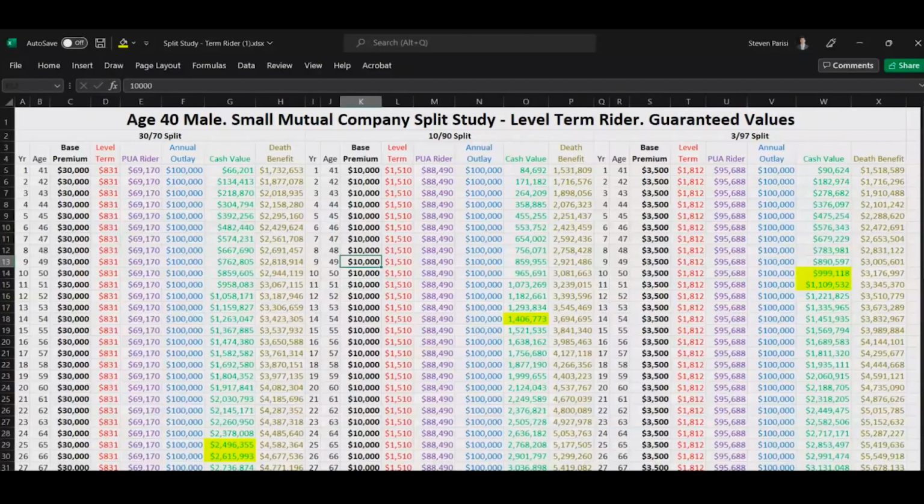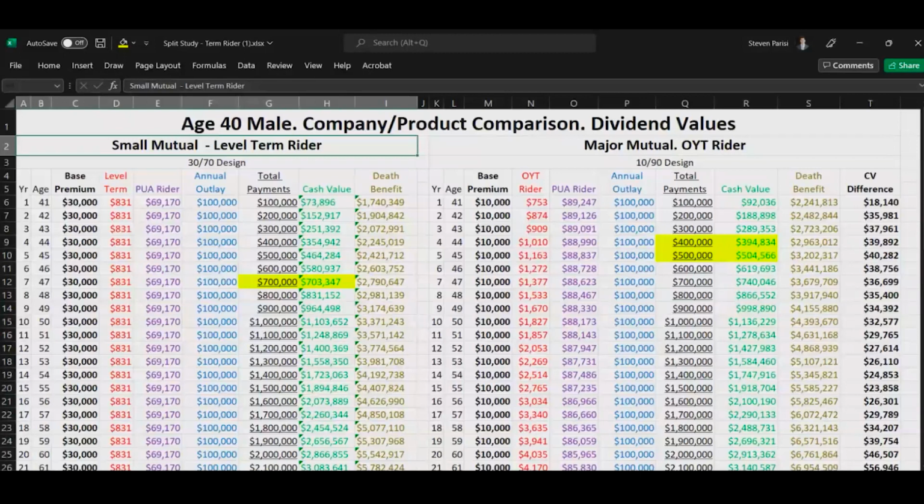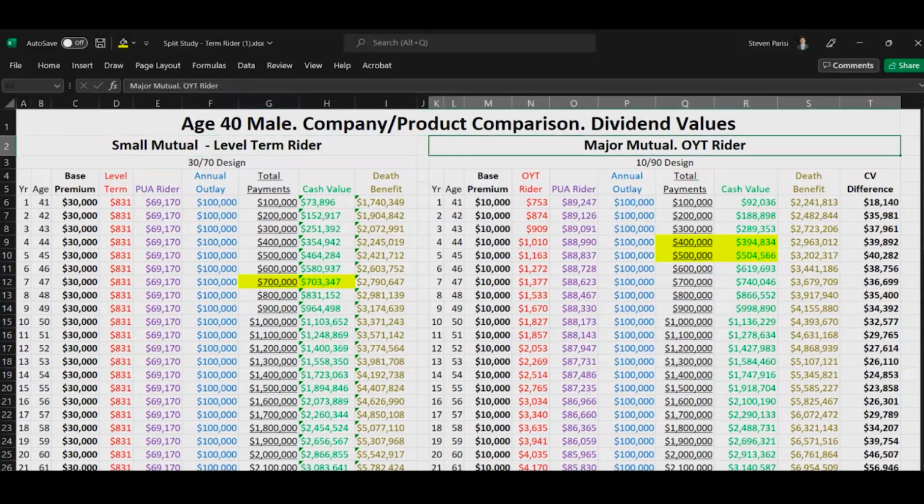Back to this. Let's look at a comparison, because the specific question people have, because this is their money going into a policy, is why am I being recommended a smaller mutual company with a level term rider over a major mutual with a 1-year term rider? Like, am I missing something here? Because the numbers are telling me to go with this because I've got more value.